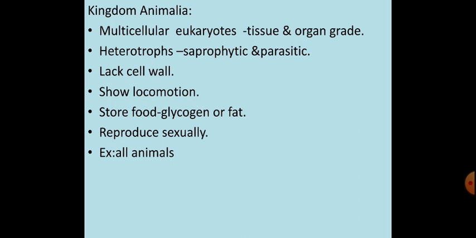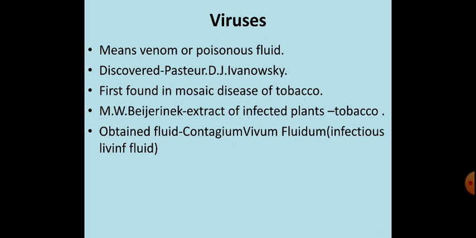These are the five different kingdoms and their characteristic features. Next, coming to the last part of the chapter, that is viruses. Everybody knows what viruses are. Nowadays the famous one is coronavirus. So we'll be studying generally about viruses. What do we mean by viruses? Virus means venom or a poisonous fluid, which was first discovered by Pasteur D.J. Iwanski.